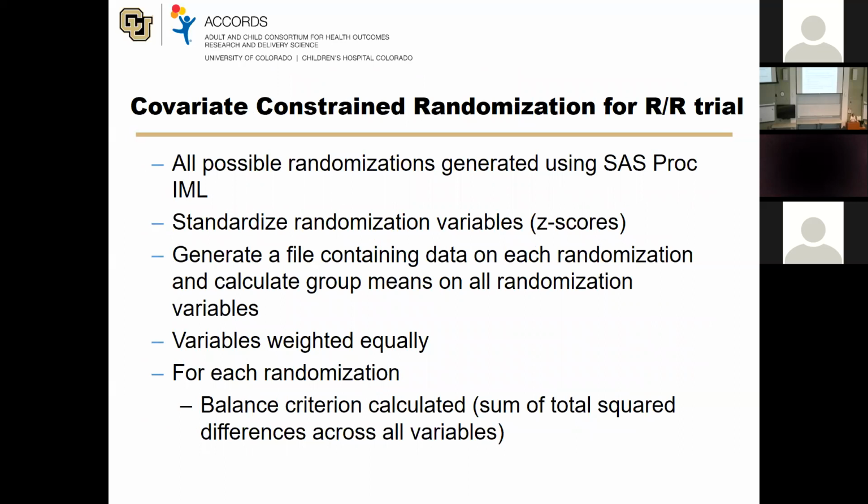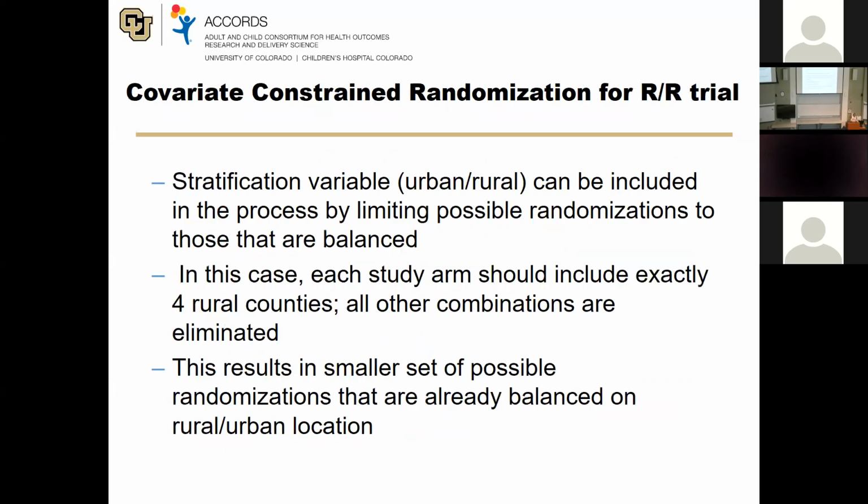So in this trial, we generated all possible randomizations using the SAS PROC IML. We standardized the randomization variables just using z-scores, but there are other possible approaches. We generated a huge file containing the data on each possible randomization, calculated the means and differences. We weighted variables equally, and then computed the balance criterion for each possible randomization.